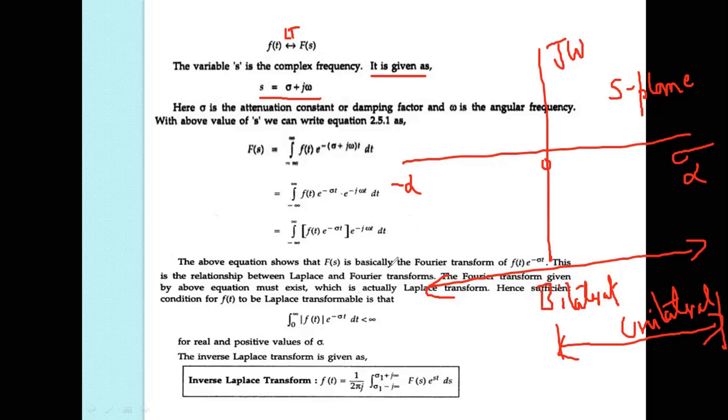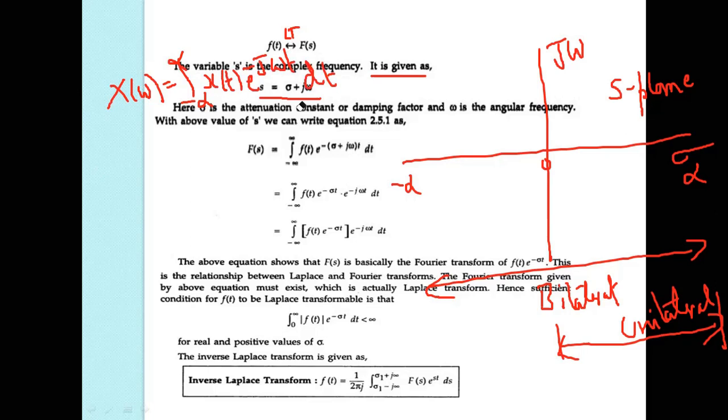The above equation shows f of s is basically the Fourier transformation of f of t into e power minus sigma t. This is the relation between the Laplace and the Fourier transform. How is it? What is the Fourier transformation formula? X of omega is equal to the integral from minus infinity to infinity of x of t e power minus j omega t dt.